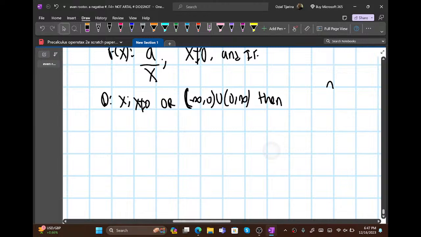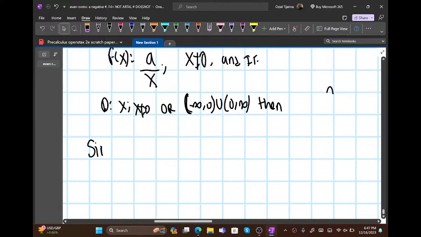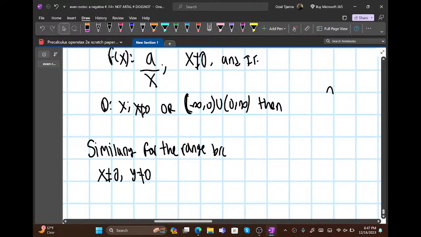Okay, then similarly, for the range, because x cannot be equal to 0, y cannot be equal to 0. Thus, the range is negative infinity to 0, union 0 to infinity. I believe that is all that is saying, guys.